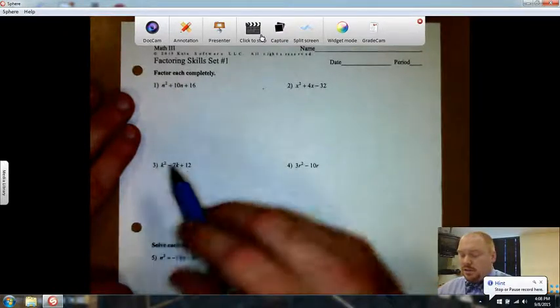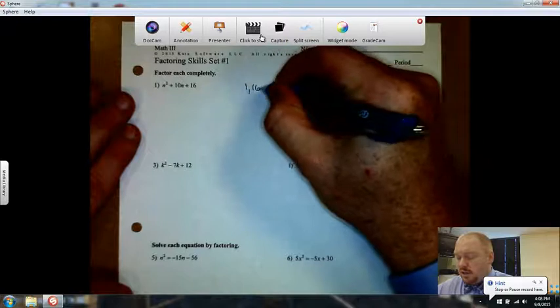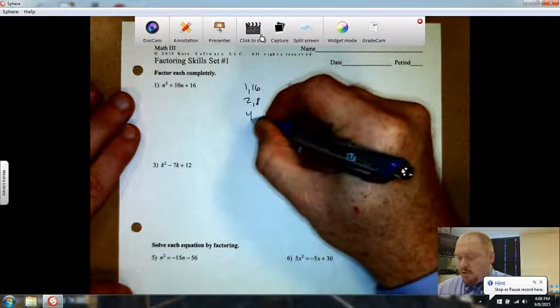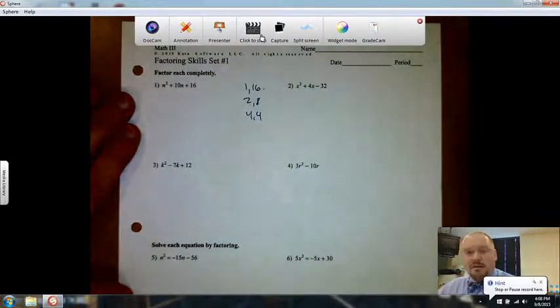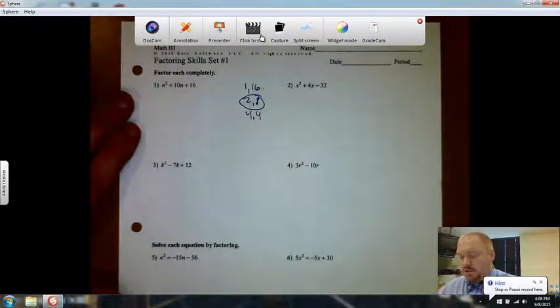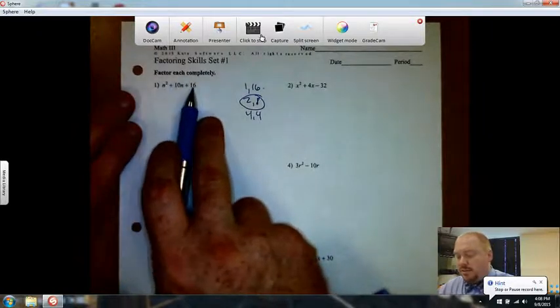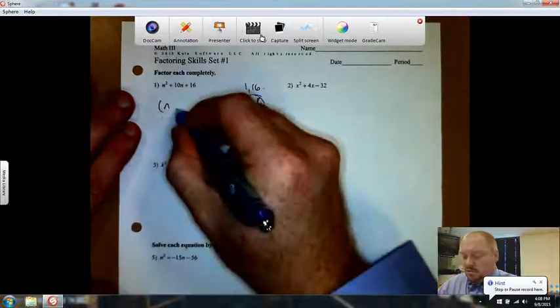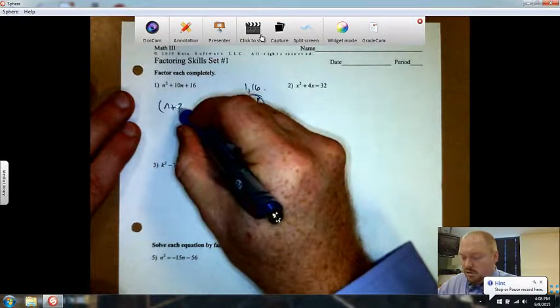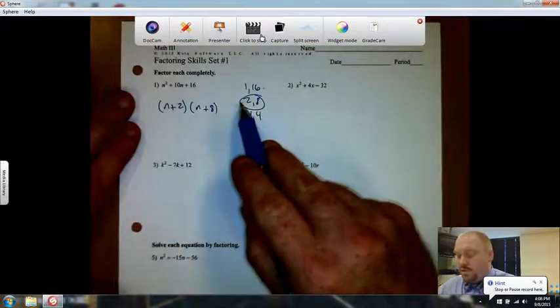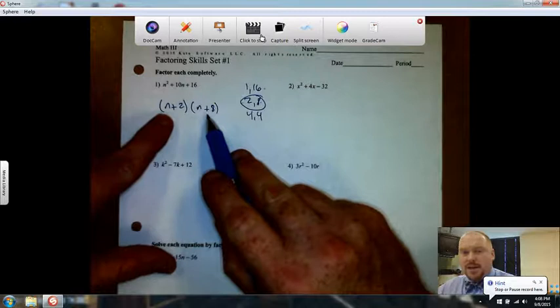So in this case, if you were uncertain, you could list all the factors of the last number, and you would simply have to find the pair that adds together to give you the middle number. In this case, that pair is 2 and 8. So, numbers that multiply together to give you 16, but add together to give you 10 are 2 and 8. These are both positive, so the signs are both positive.